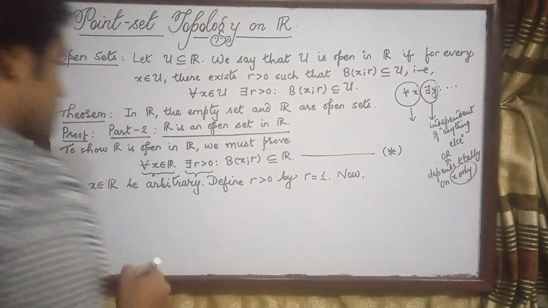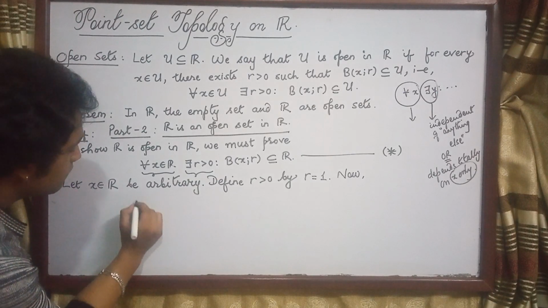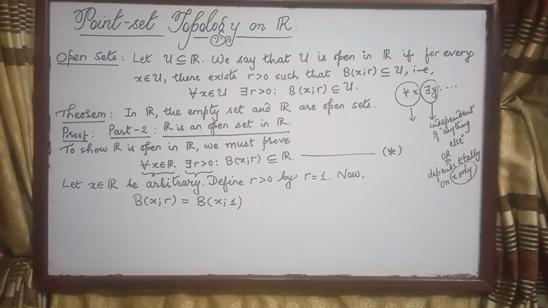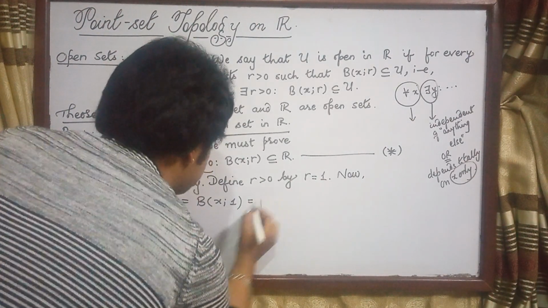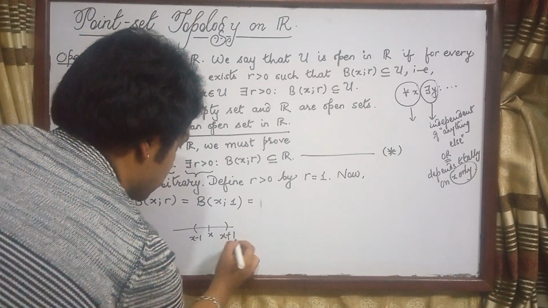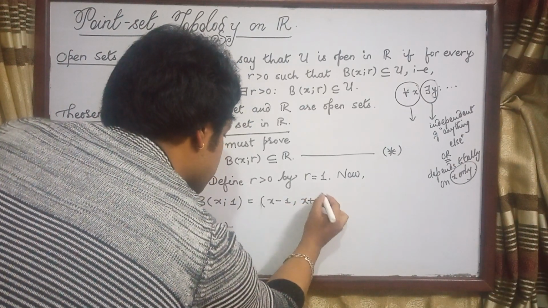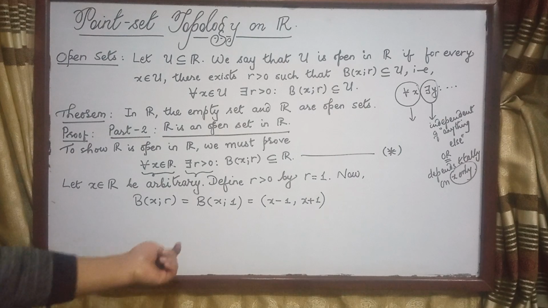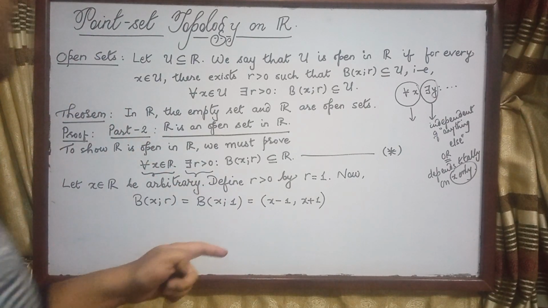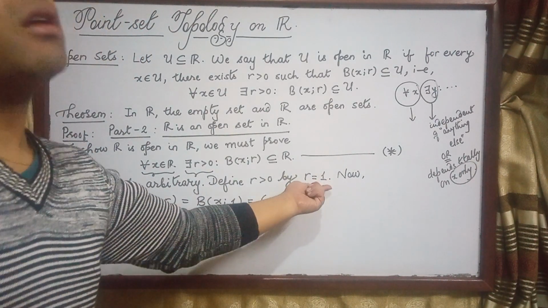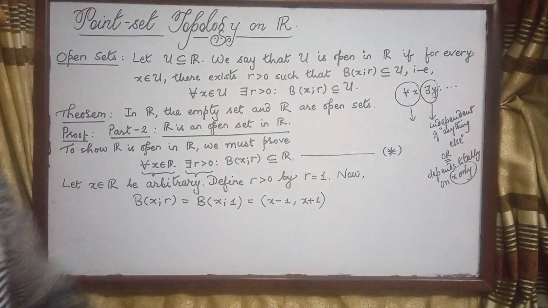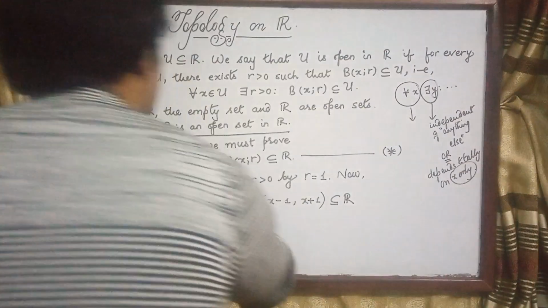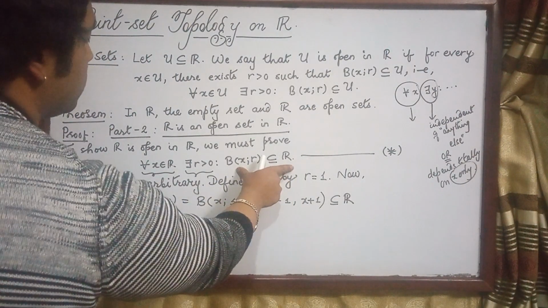Now, B(x, R) will be equal to B(x, 1), which, as we have discussed in the previous video, is the open interval (x minus 1, x plus 1). So by definition, now you can use the definition over here. We have defined a ball to be a subset of the real line. So basically, you can get away with any R greater than 0 over here, but it may not be the case in every other set. B(x, 1) is a subset of R. So we've proven this part as well.